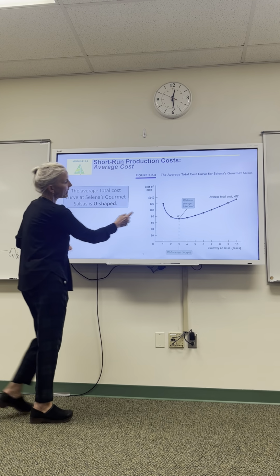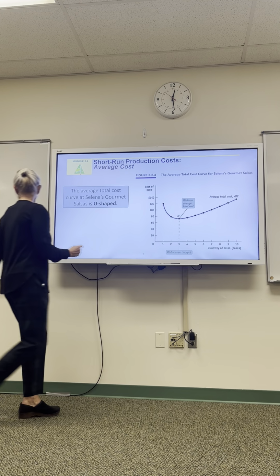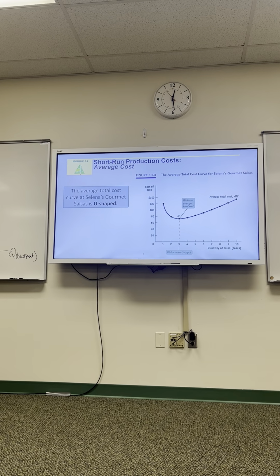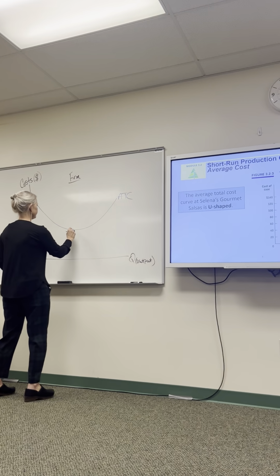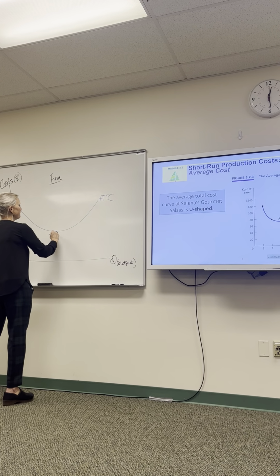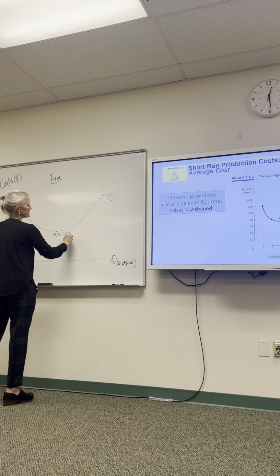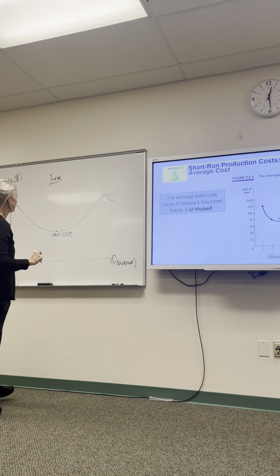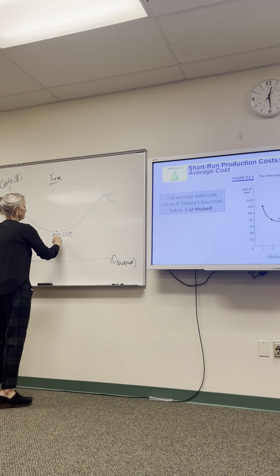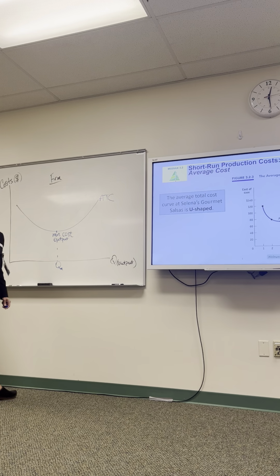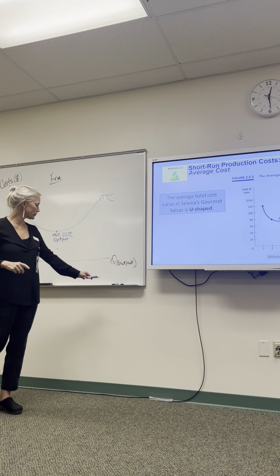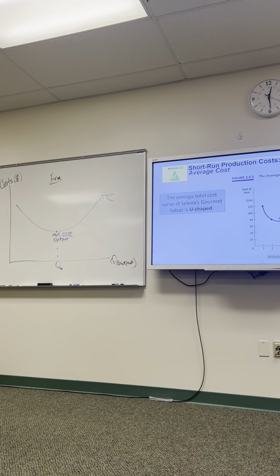So the bottom of the bowl, sort of the bottom of the average total cost curve here, this is the minimum cost level of output. Call it Q sub M. Okay, minimum cost level of output. They've drawn it slightly differently.